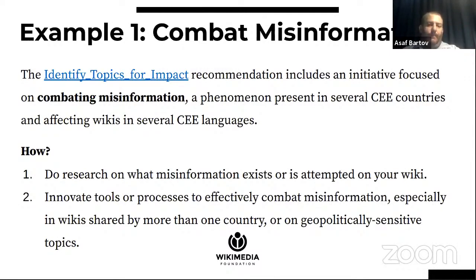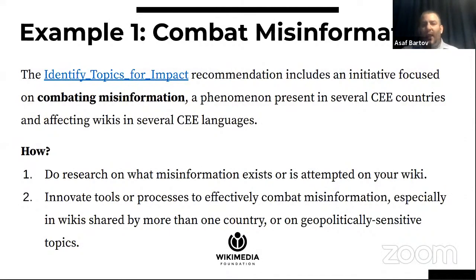And so I think this phenomenon, while global, exists in particular in several CEE countries and is affecting wikis in several CEE languages. And therefore, I think it would be interesting to have CEE perspectives, CEE ideas about misinformation, because again, we don't want all of our thinking, all of our solutions, all of our brainstorming about misinformation to come from, for example, US politics, right? That's certainly a loud voice, a loud force by sheer numbers, by affluence, yes.